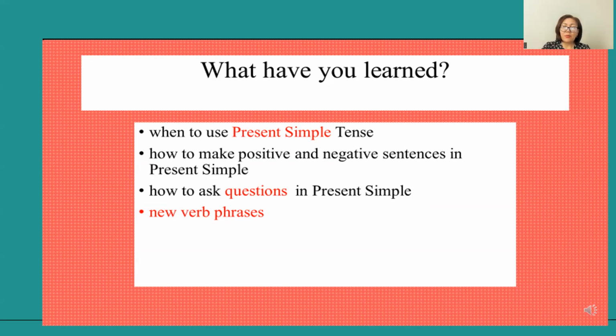Also, we know how to make positive and negative sentences in present simple.